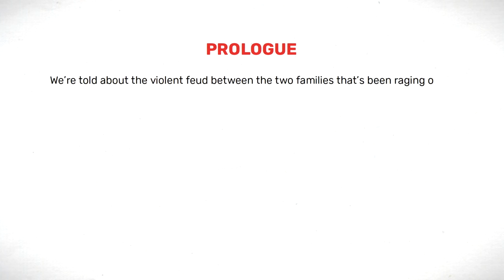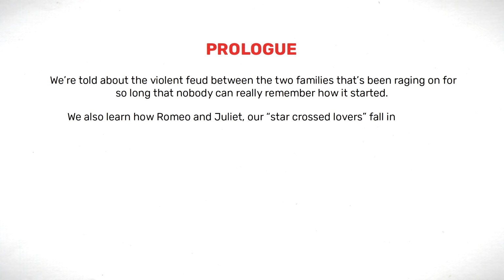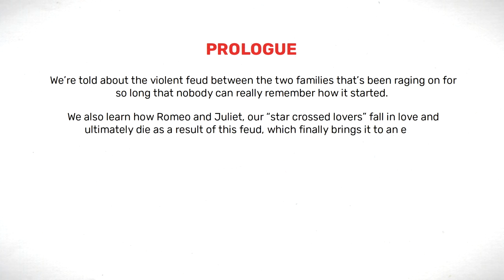In the prologue, we're told about the violent feud between the two families that's been raging on for so long that nobody can really remember how it started. We also learn how Romeo and Juliet are star-crossed lovers, fall in love and ultimately die as a result of this feud, which finally brings it to an end.